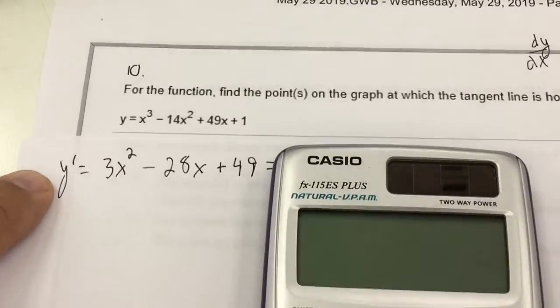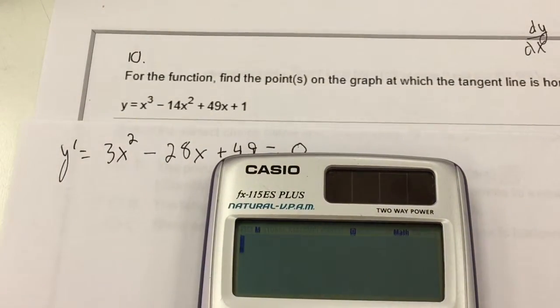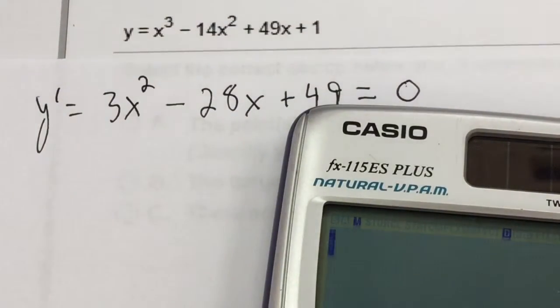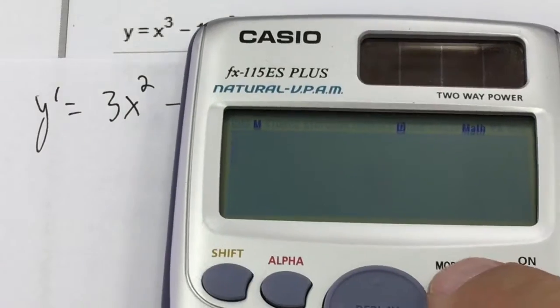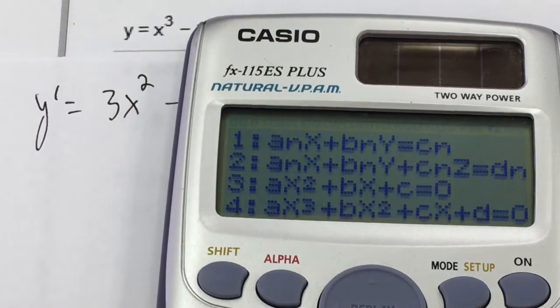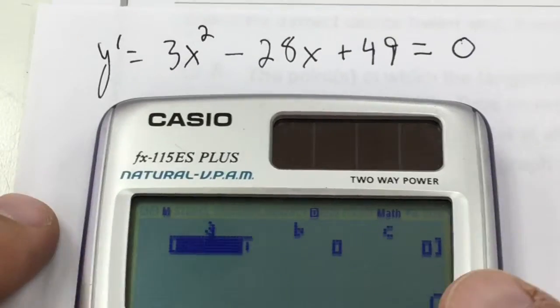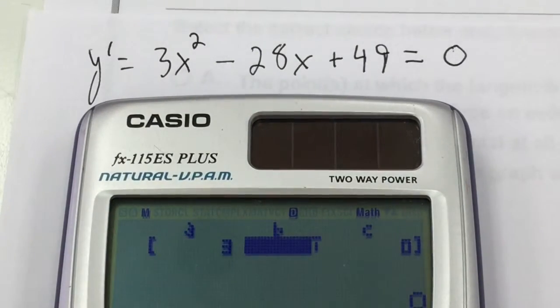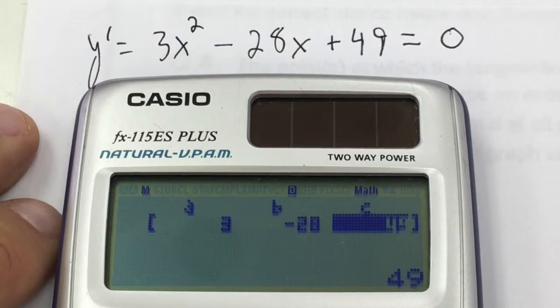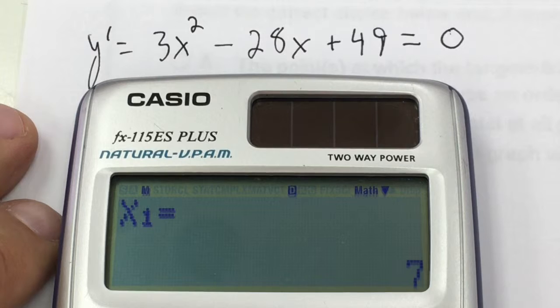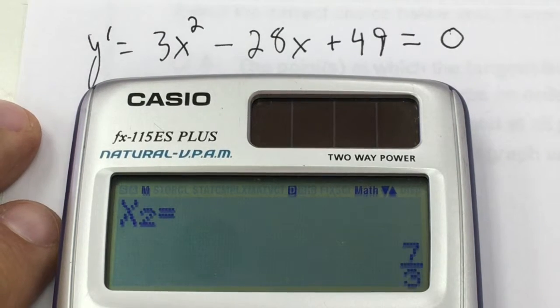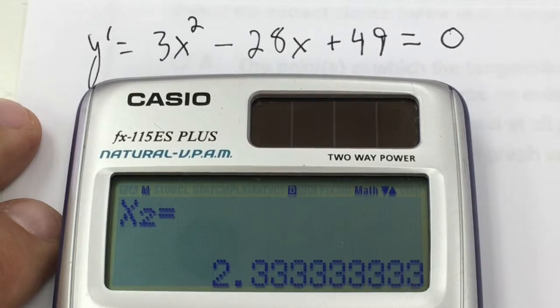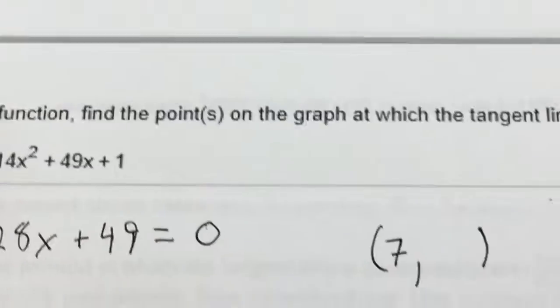Now, this calculator can solve a quadratic if it's set equal to 0. So I'm going to turn on my calculator and hit the mode button, then 5 for equation, and 3, which gives the quadratic formula. I type in the 3, the negative 28, and the 49. These are going to be the x values of where I have a max and a min. So 7 is one of the values, and 7/3, or 2.33, is the other x value.